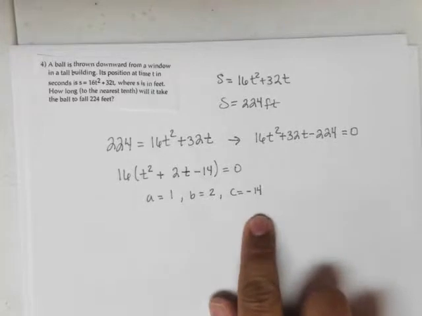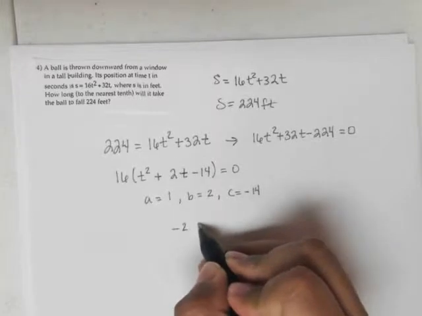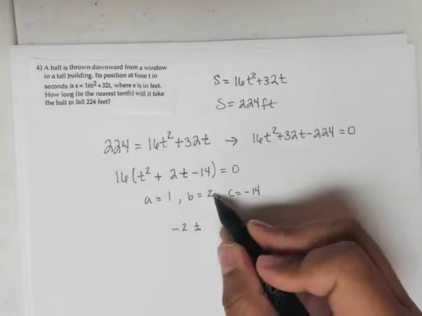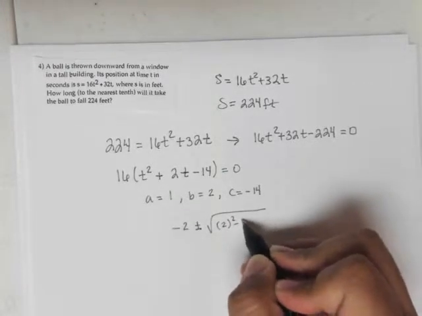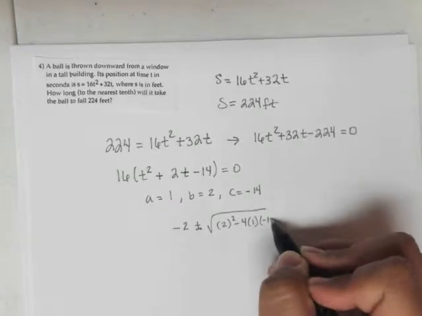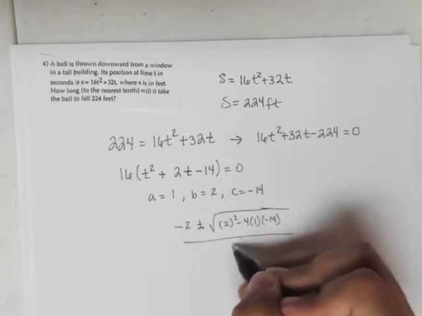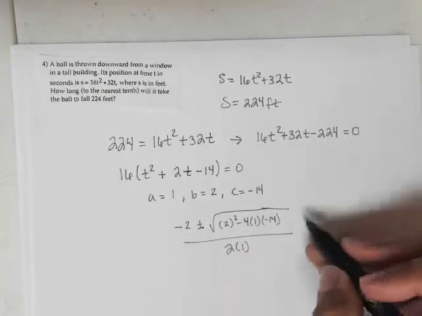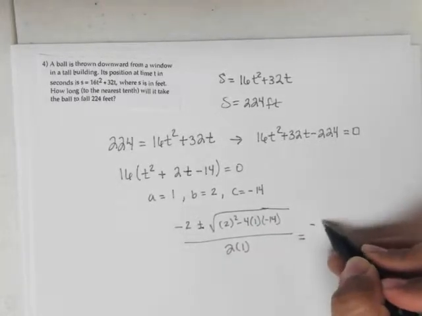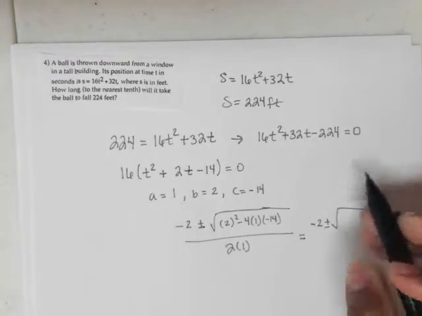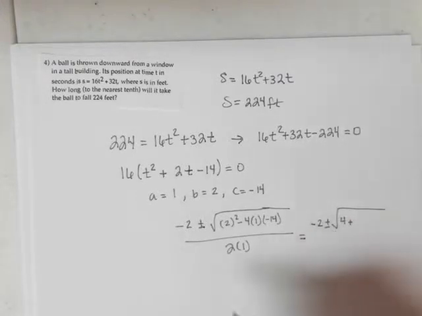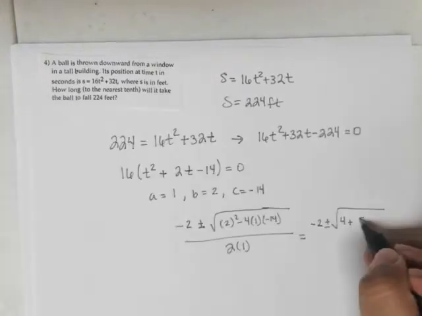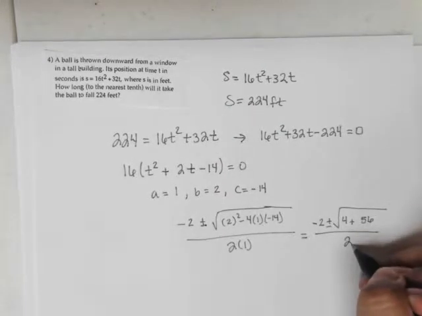So we've got this right here, and now we're just going to plug it into our quadratic formula. So we've got negative 2, which is the opposite of 2, plus and minus the square root of 2 squared minus 4 times 1 times negative 14, all divided by 2 times 1, 2a. Let's try to simplify just a little more. Negative 2 plus and minus the square root of 4 minus minus, so plus, and 4 times 14 is 56, divided by 2.